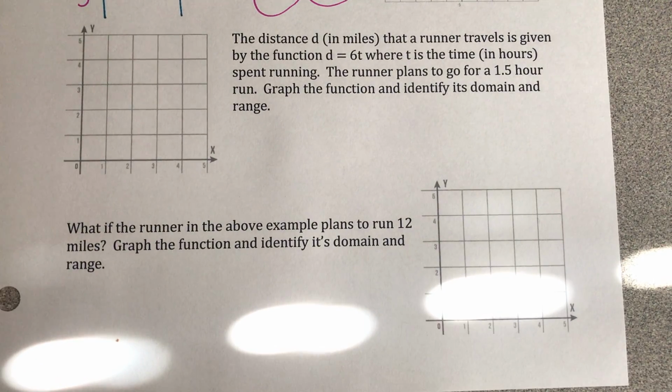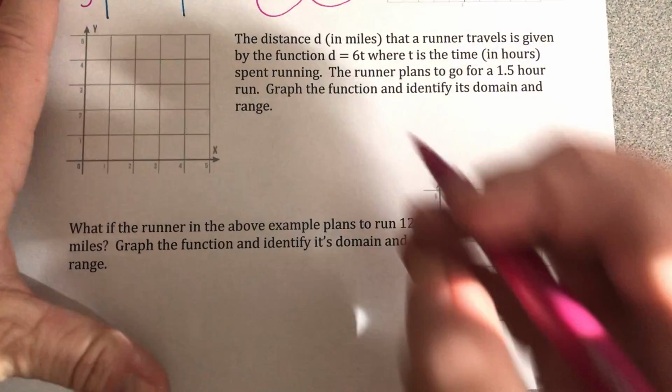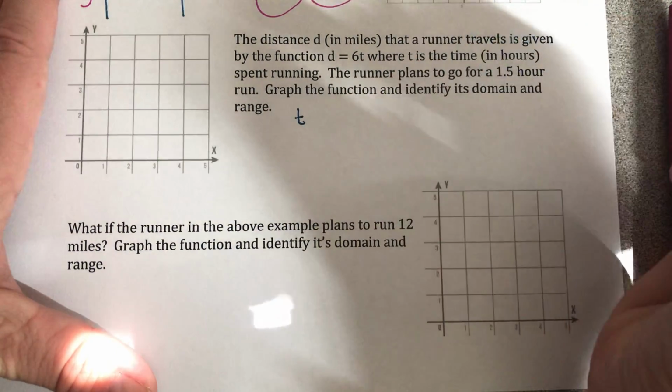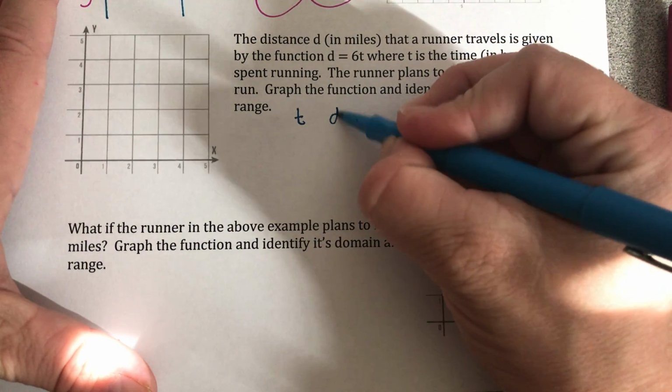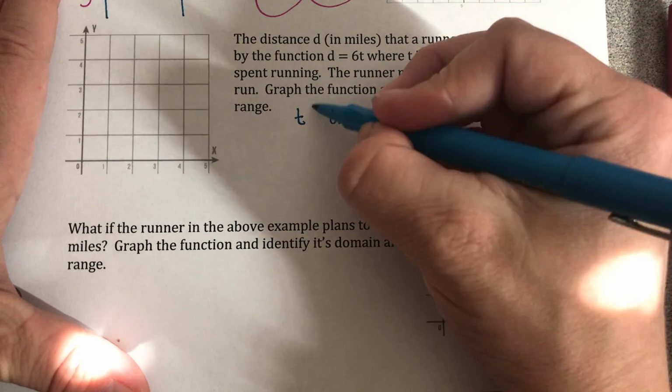Okay, and then this last part. It says the distance d in miles that a runner travels is given by the function d equals 6t, where t is the time in hours spent running. The runner plans to go for a 1.5 hour run. Graph the function and identify its domain and range. Okay, so it's going to be t, that's our input, and then the distance equals 6 times t, right? And then we have the distance.